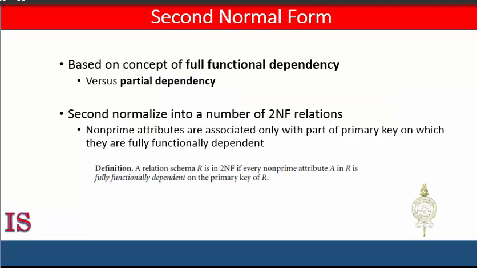A definition. A relation schema is in second normal form if every non-prime attribute in the relation is functionally dependent on the primary key of the relation. The test for second normal form involves testing for functional dependencies whose left-hand side attributes are part of the primary key. If the primary key contains a single attribute, the test doesn't need to be applied at all.